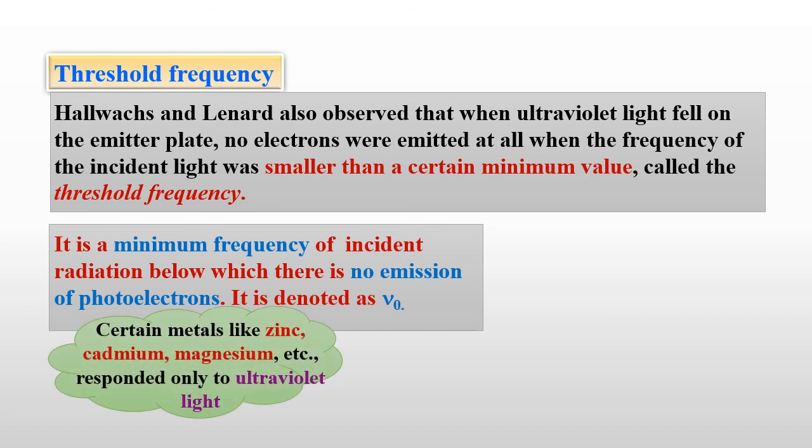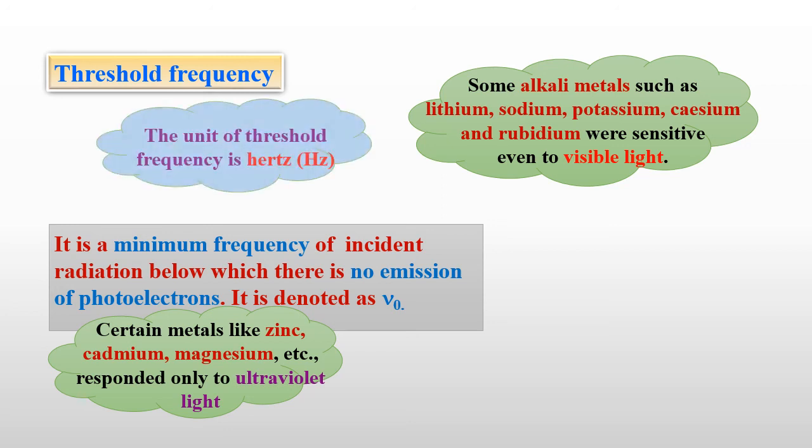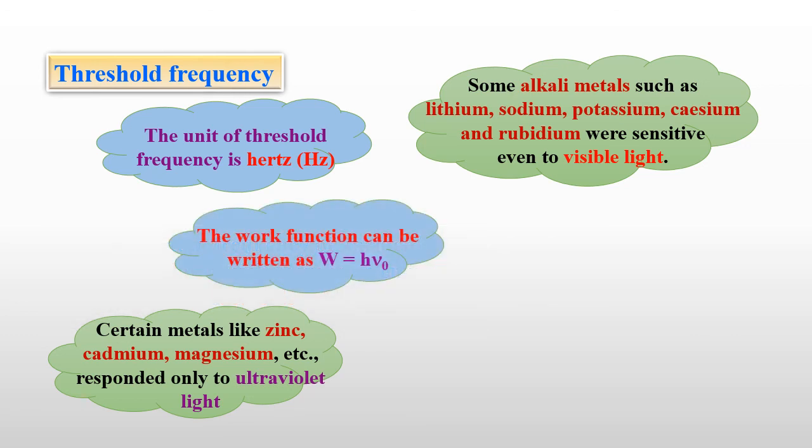Certain metals like zinc, cadmium, magnesium, etc. respond only to ultraviolet light. Some alkali metals such as lithium, sodium, potassium, cesium, and rubidium were sensitive even to visible light. That means for these materials, if visible light is incident, then we can expect the photoelectric effect. The unit of threshold frequency is hertz. The work function can be written as phi is equal to h nu naught.